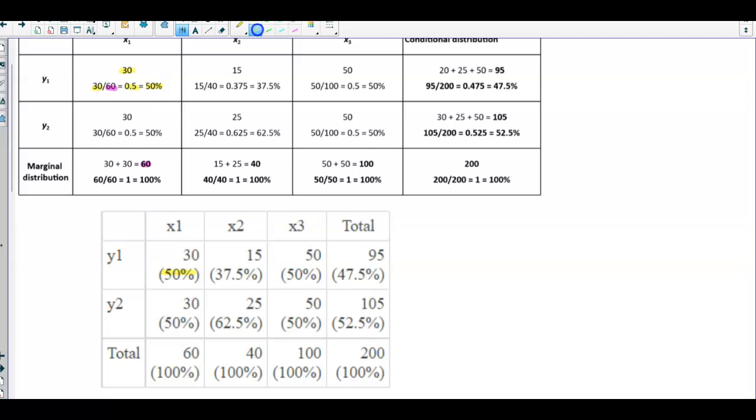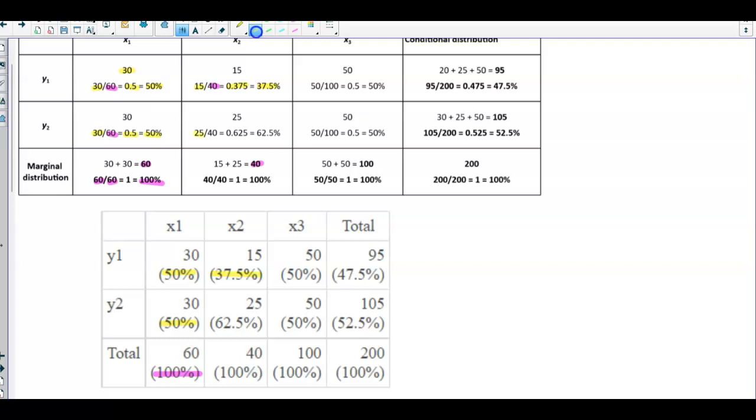Likewise, we're going to take the next value, which is 30, and divide it by the column total again of 60, which gives us 0.5 and then 50%. And if we took the total of the column, which was 60, and divided it by 60, that's going to give us 100%. Likewise, if we take a look at this 15, we're going to divide it by the column total of 40. And that gives us 0.375, which gives us 37.5%.